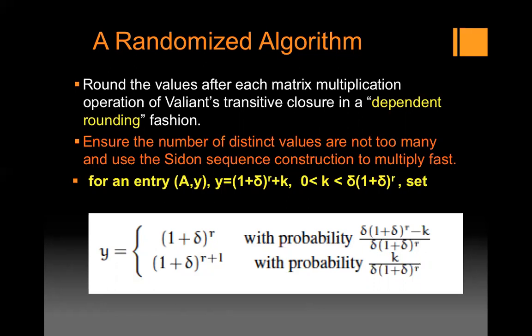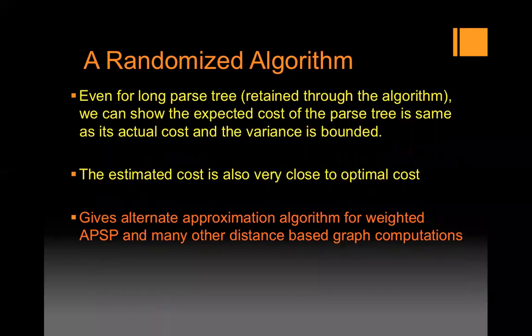Using this kind of dependent randomized rounding, you are maintaining the score in expectation, but not only that, you can also show that the variance remains bounded. Even when you are multiplying, suppose you have a long parse tree, you are multiplying the matrices n to the epsilon times, even then the variance remains bounded. So you can apply concentration inequalities like the Chebyshev inequality and show good approximation bounds. So in fact, we get a 1 plus epsilon approximation with high probability.